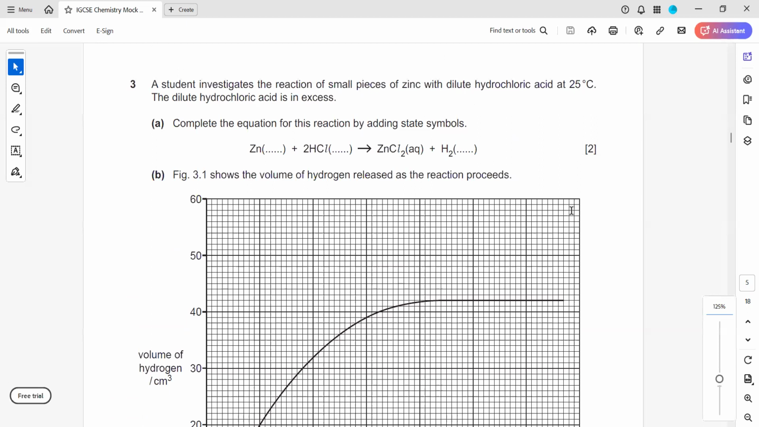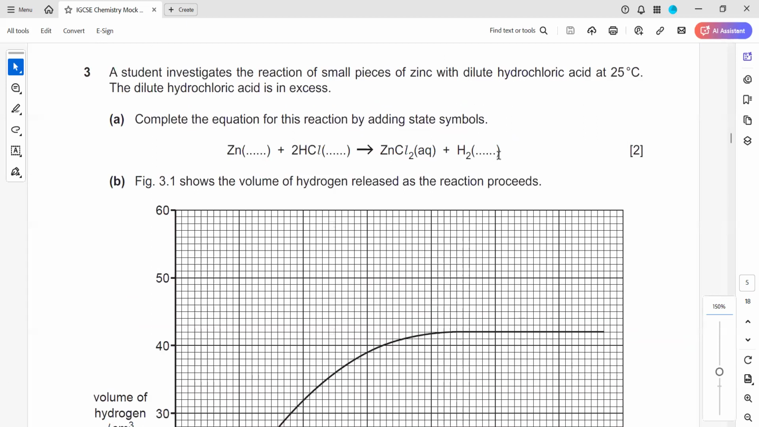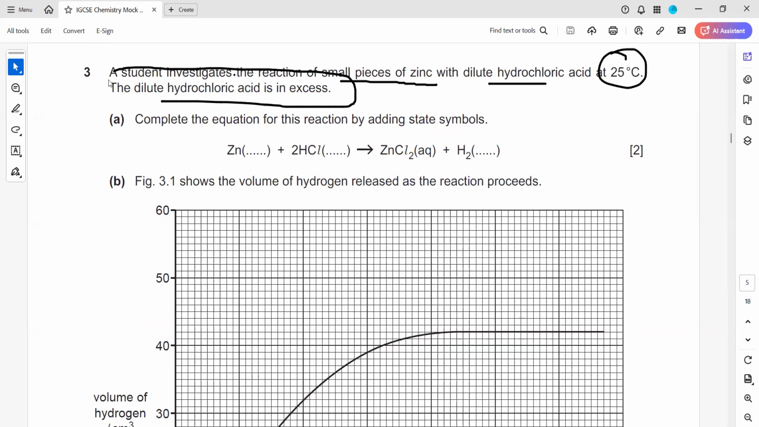Look, in this question, in the investigation, a reaction of small pieces of zinc with dilute hydrochloric acid at 25 degrees centigrade. Hydrochloric acid is in excess. So if I change the hydrochloric acid, it will only affect the rate, but it won't affect the product, because the excess reagent can only affect the rate, but not the product. But if I change the limiting reagent, it will affect both the rate as well as the product.